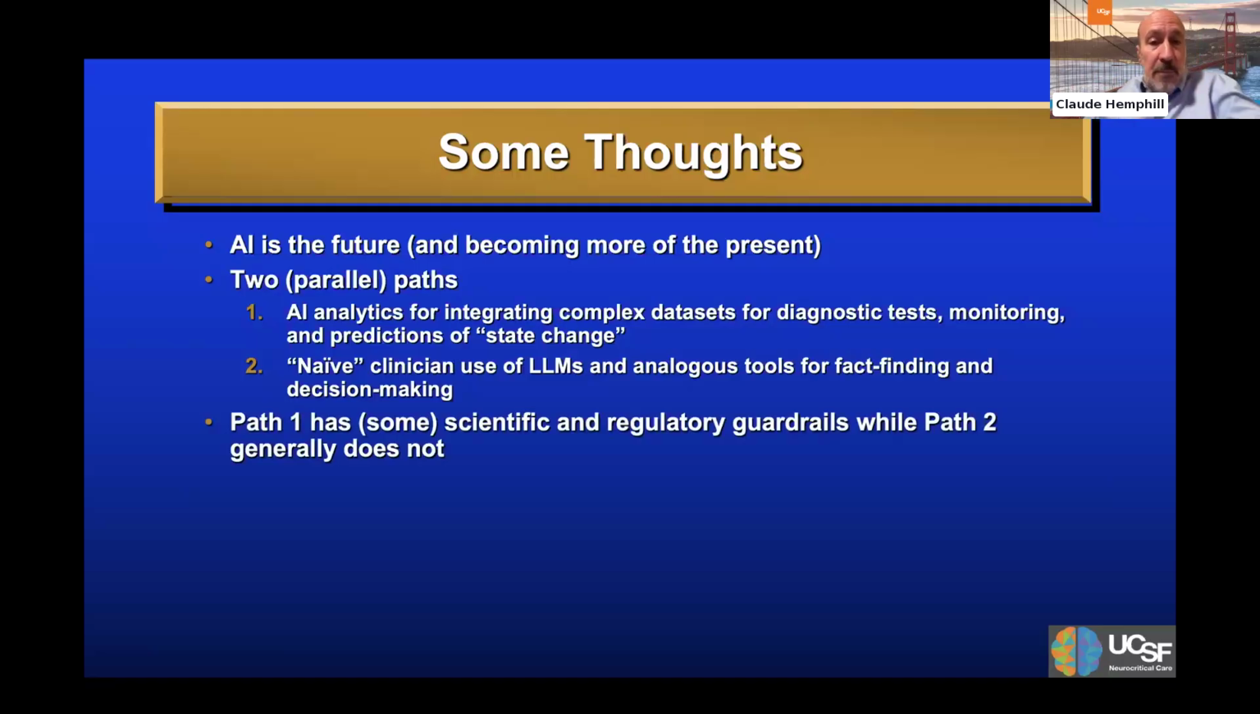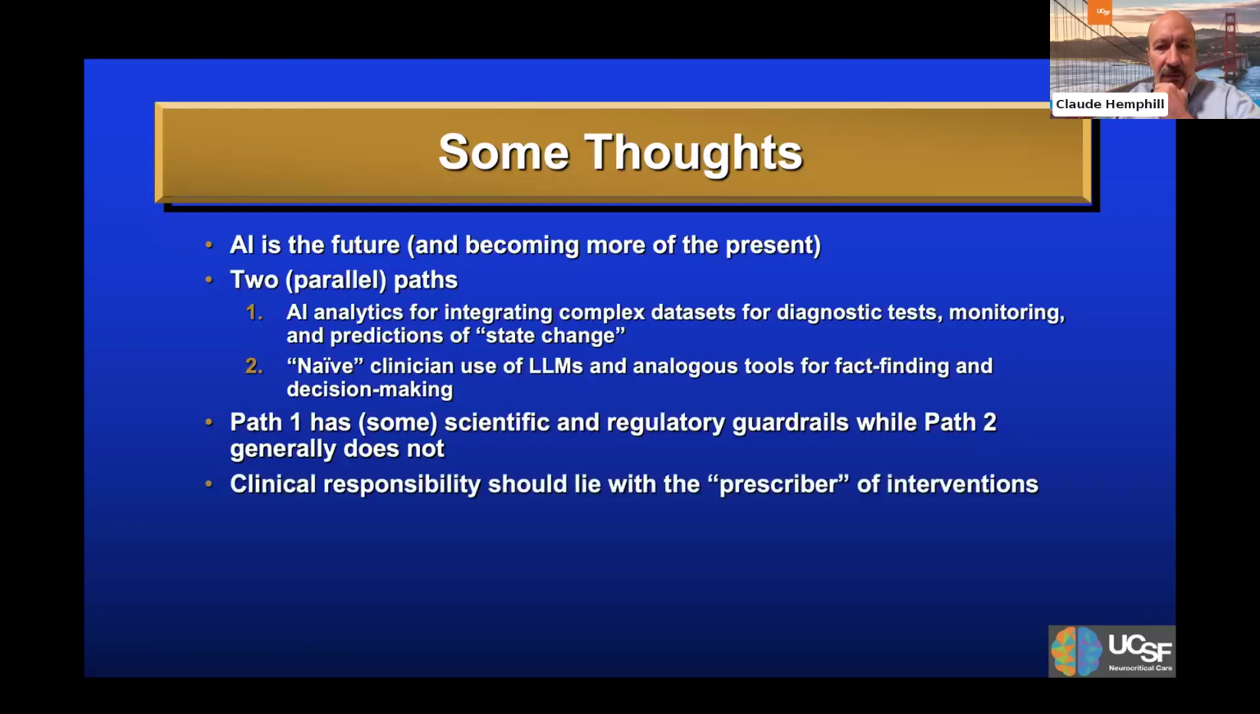It's interesting that I think part one has some scientific and regulatory guardrails. I mean, we talk about things like explainability. We know that many, probably most clinicians want to see, I want to see a clinical trial that showed that this benefited patients. But path two, my trainees can just look it up anytime they want right now. There's not much for guardrails.